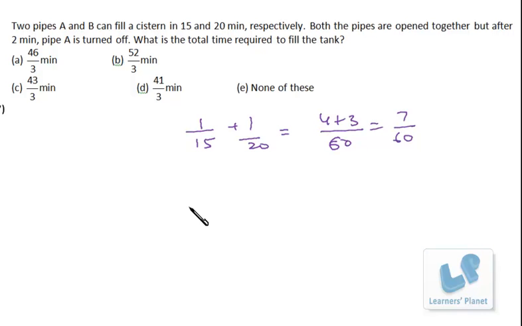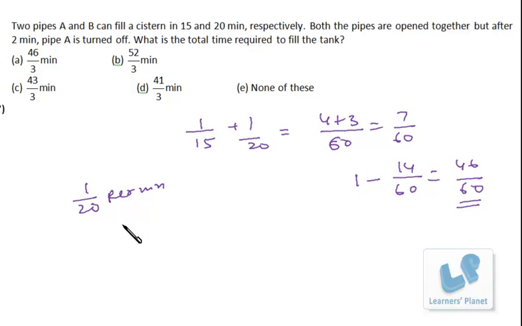Both the pipes are working continuously for 2 minutes together. So in 2 minutes 14 by 60 part will be filled up. Now what is the remaining portion? That is 1 minus 14 by 60, so 46 by 60 part is remaining. Now tap A is turned off, so the remaining part has to be filled by tap B only. The capacity of tap B is 1 by 20 per minute. To fill 1 by 20 it takes 1 minute.